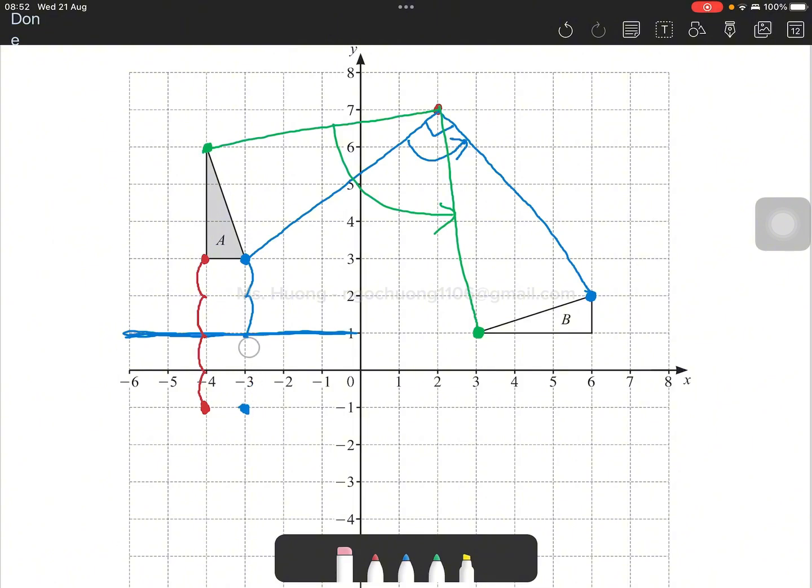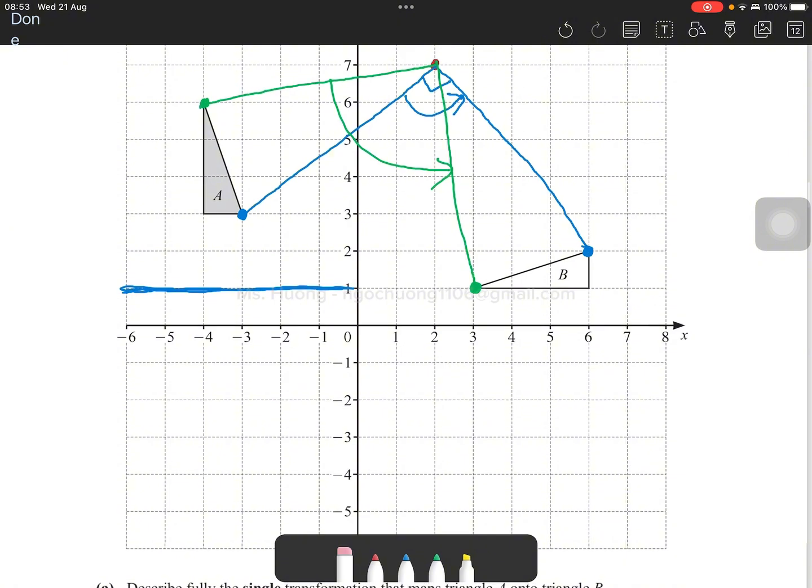And now let's remove these. And we don't need to find the third point. We can draw the answer directly. It is like this. So this is the image of the triangle A after a reflection in the line y equals 1. This is question B, number 1.